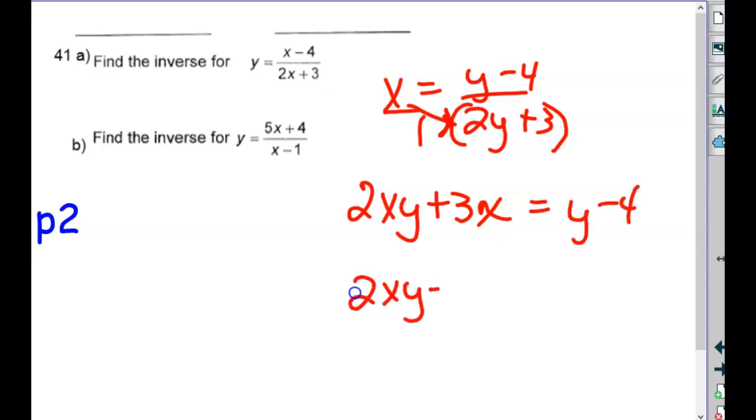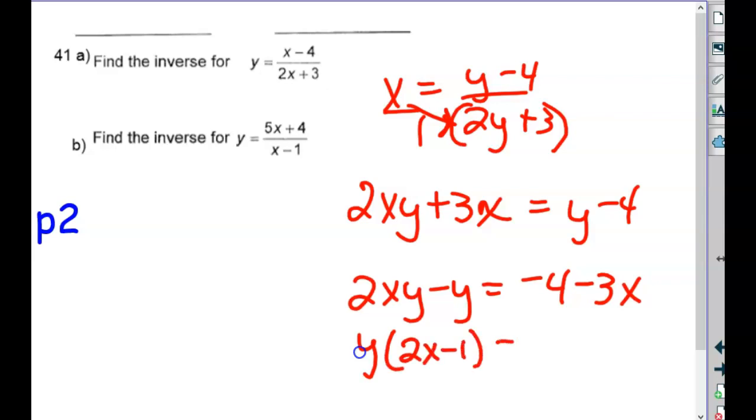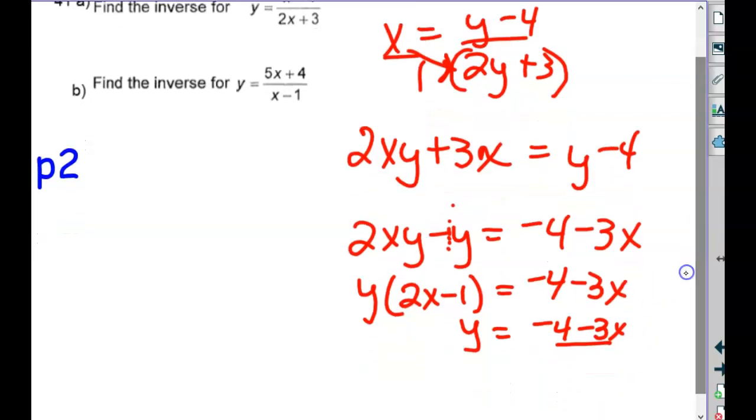All right, if I subtract y to this side and the 3x to the other, factor out the y. Remember, this factors 2x minus 1. I take a y out of both of those things, and there's a 1 here. So to isolate y all by itself and solve for the inverse, I would have this over quantity 2x minus 1. Okay, I'm only going to do one of those.